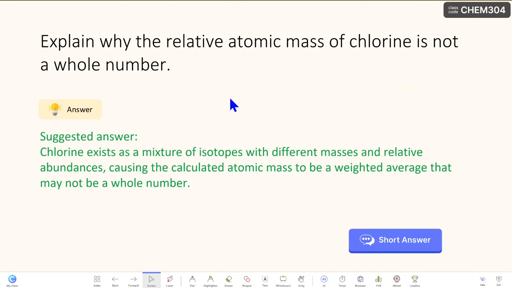So why is the relative atomic mass of chlorine not a whole number? Because chlorine exists as a mixture of isotopes with different masses and relative abundance. That means there's a certain percentage of each of the isotopes. So this causes the calculated atomic mass to be a weighted average of that mixture and not a whole number.